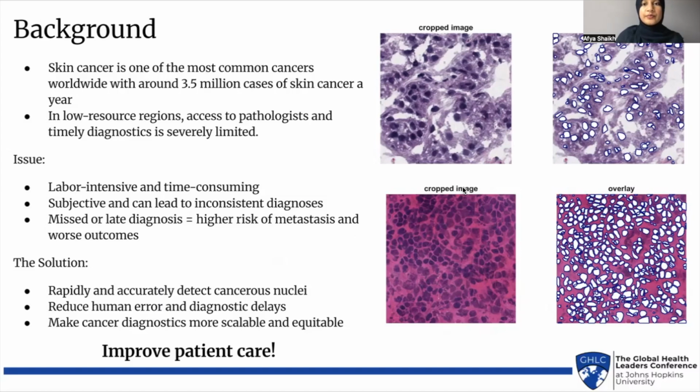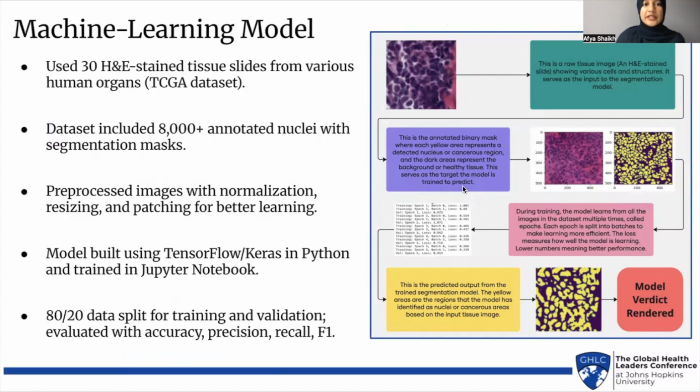So how I built my nuclei detection model: I used a public dataset from Kaggle, which included 30 digitized tissue slides. They were all stained with hematoxylin and eosin, which, if you look on the diagram, is this purple-pink stain. So to start, I loaded the dataset and I pre-processed the images by resizing them and normalizing them. So this just helps the model focus better and learn.